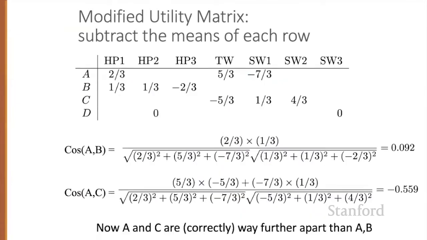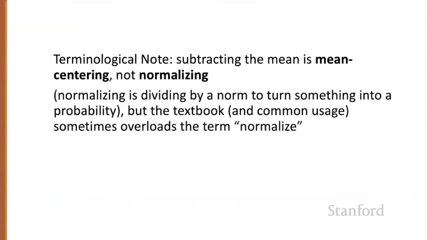Now, if we compute the cosine in the mean-centered utility matrix, notice that A and C have opposite values, and their vectors are very, very different. Indeed, their cosine is negative. A quick terminological note: subtracting the mean is mean centering, not normalizing. Normalizing is dividing by a norm to turn something into a probability. But the textbook and common usage sometimes overloads the term normalized, so you'll sometimes see this called normalization.